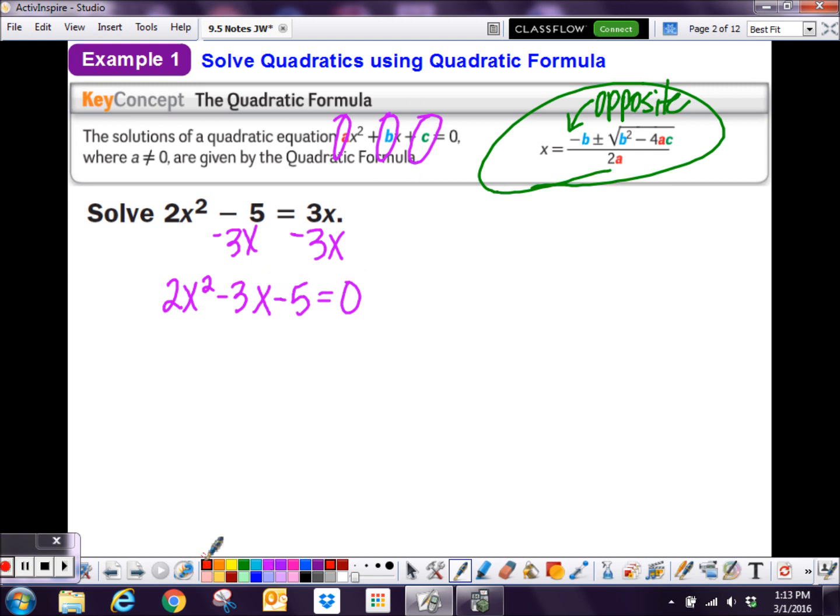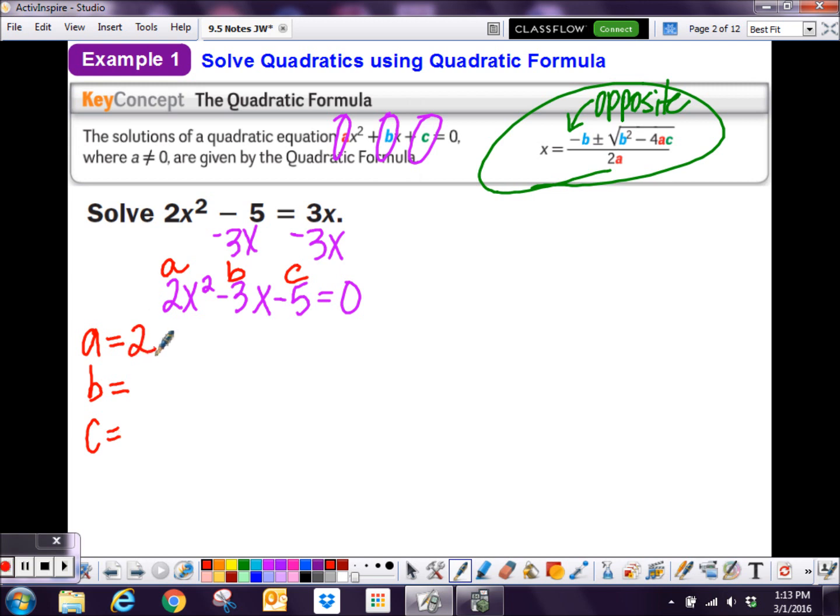Okay, and now I'm going to label what my a, b, and c are. Now normally I would try to factor this, but to teach you the quadratic formula, we're just going to go straight into that. So a is what's in front of x squared, b is what's in front of x, and c is the constant. Now in every single one of these problems, in all of the ones on your homework, I want you writing a equals, b equals, and c equals, or else I promise you will plug a number in wrong. Okay, so what is a here?